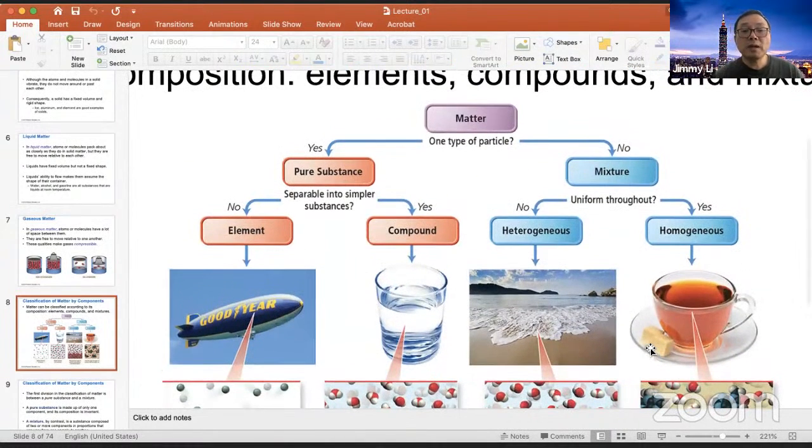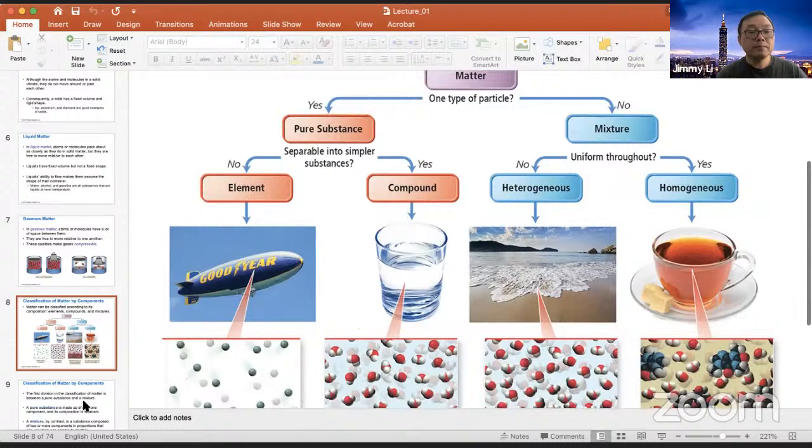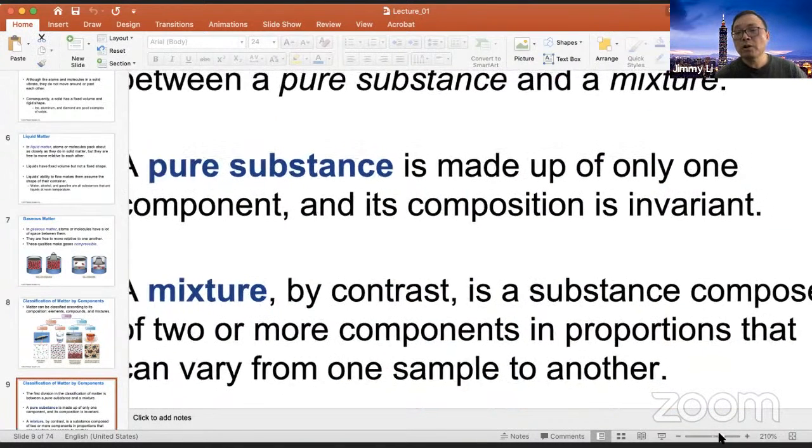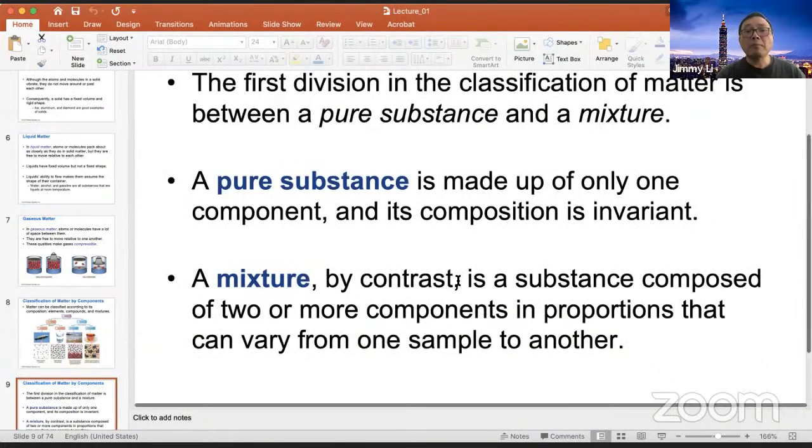This is just the composition of matter here. So matter could be broken down into two parts: pure substances on one end and mixture on the other end. For pure substances, you can see the element and compound. For mixture, you can see something called homogeneous part and heterogeneous part. Again, those are pretty simple and straightforward. I'm not really going to talk about that much.